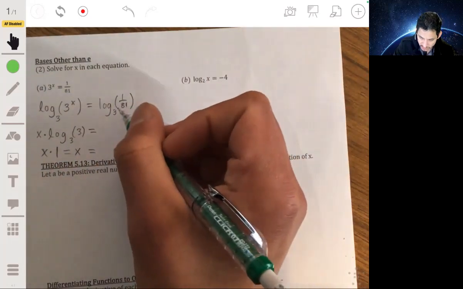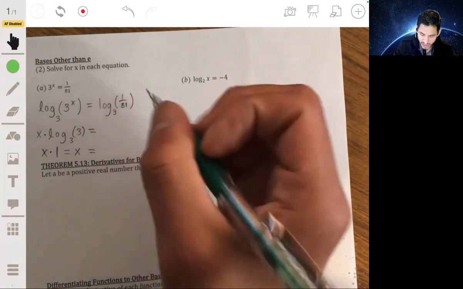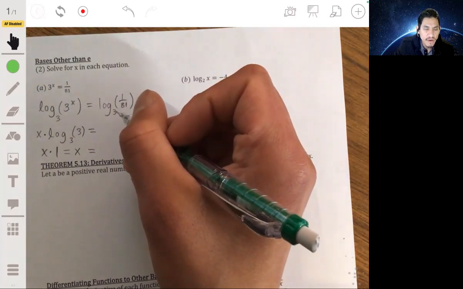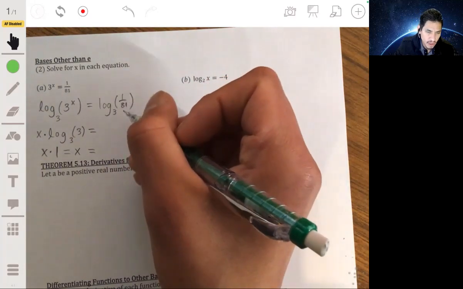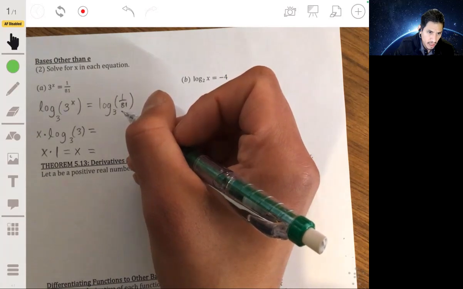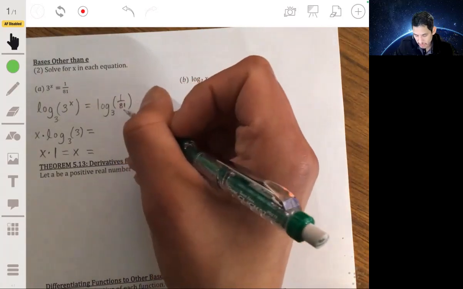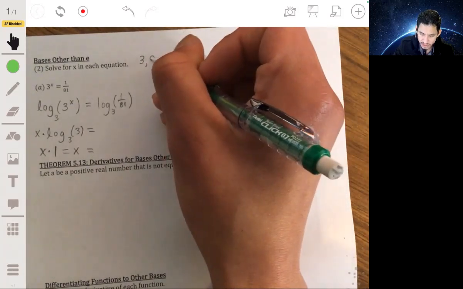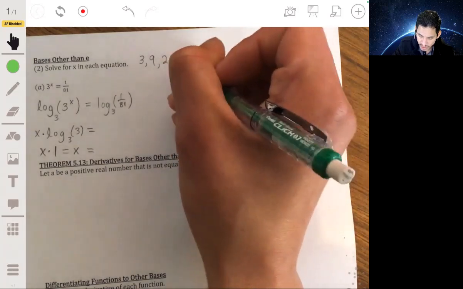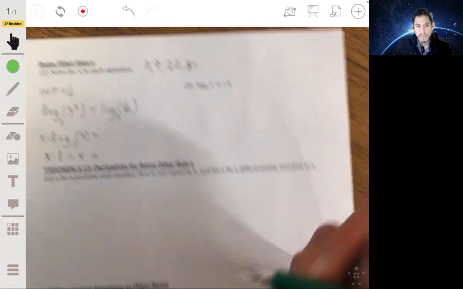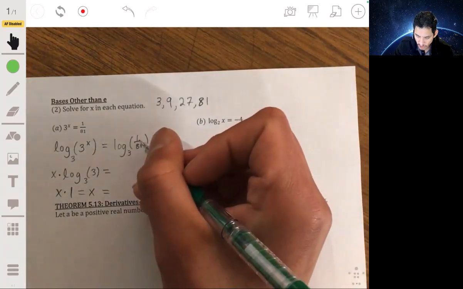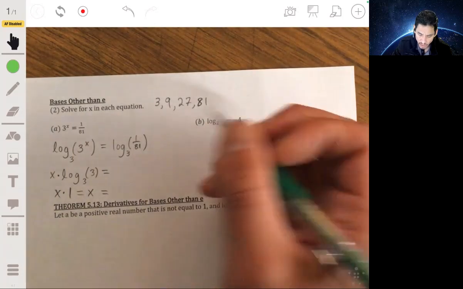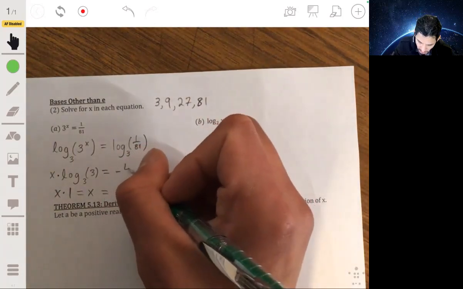And then the right side, you can see that this is basically whatever you raise 3 to get 1 over 81. And again, this is something you maybe want to memorize, but you've done enough math, you probably know that it goes 3, 9, 27, 81. Those are your powers of 3. If you wanted to, you can make this the log of 1 minus the log of 81 and figure out that way. But this is just -4.